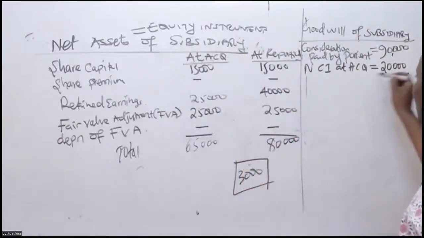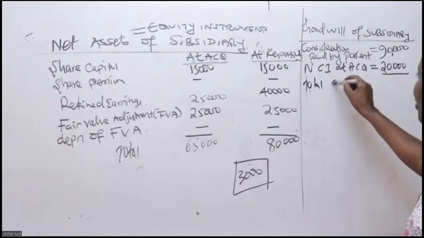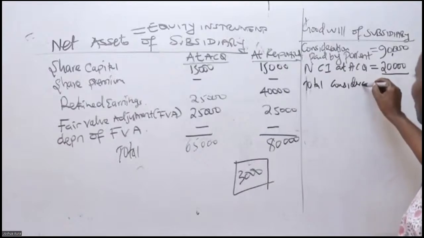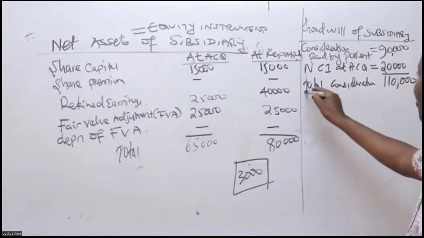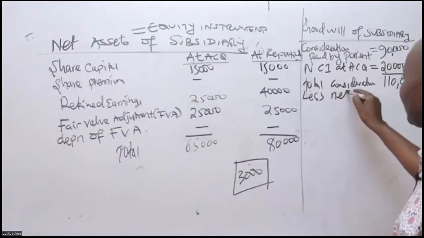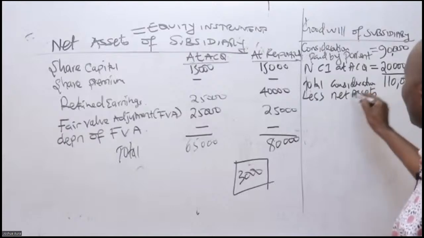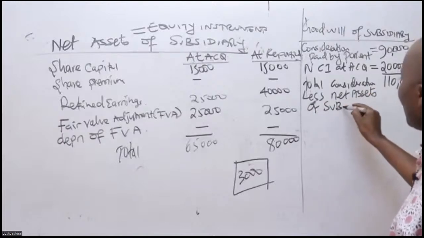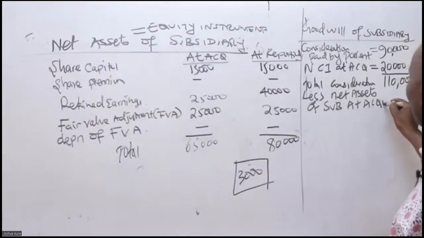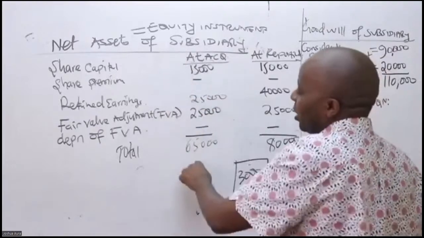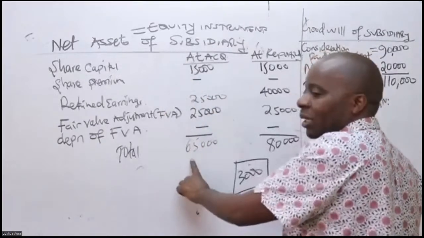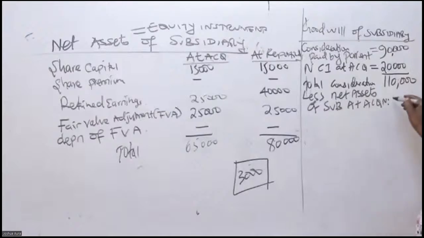So in this case here, this is the total consideration, which is 110,000. Then you come here and less the net assets of the subsidiary at acquisition. The net assets of the subsidiary at acquisition were 65,000.